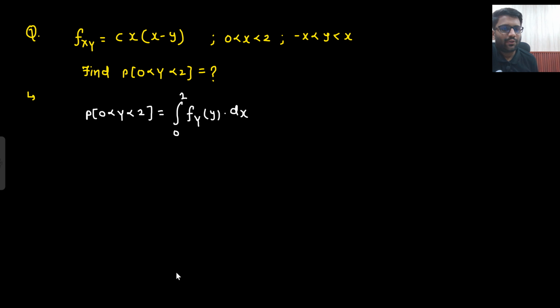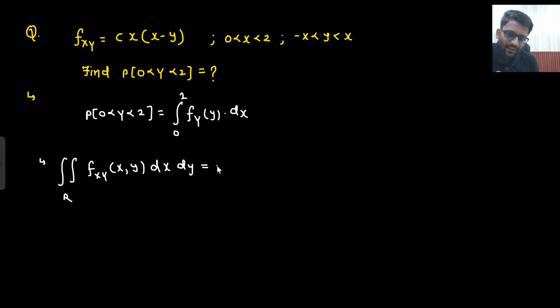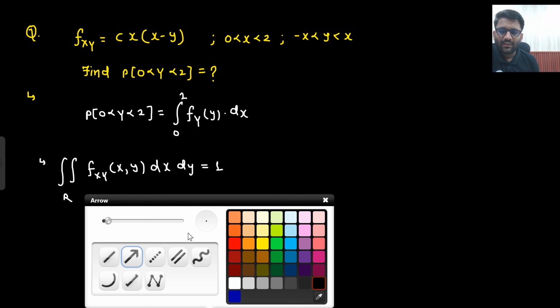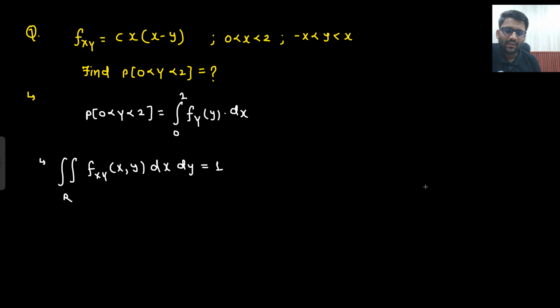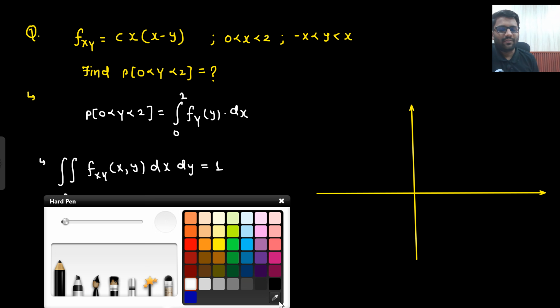So for finding the value of c, what you will do? You know one particular thing. What do you know? That in my region R, x is going from some particular value to particular value, and y is going from some particular value to some particular value. So in this region R, if I calculate the surface integration, that will be equal to 1, and using this particular identity I can find the value of c, right? So what I will do now, I will find the region R, which is very important.